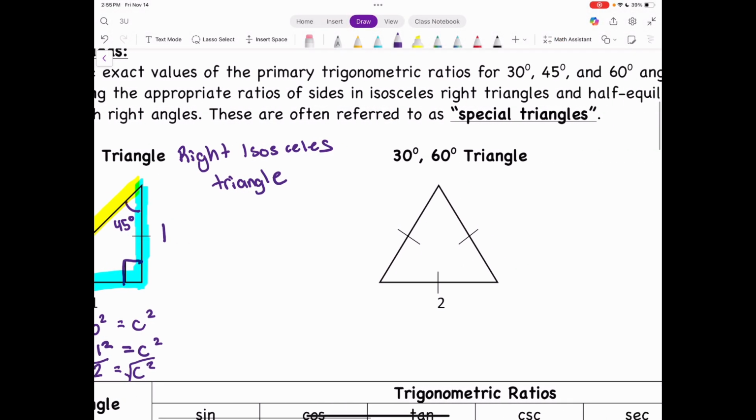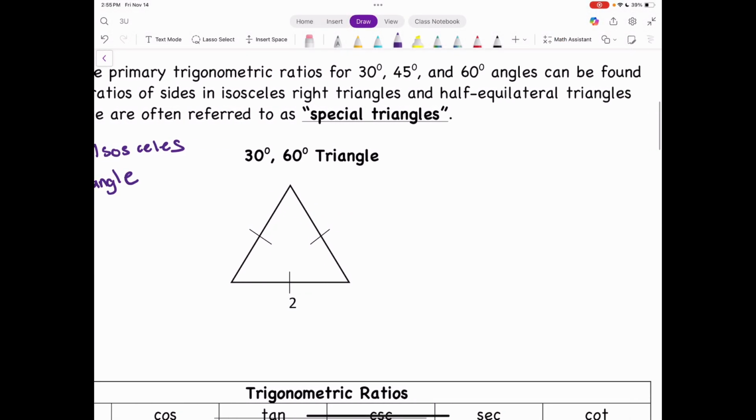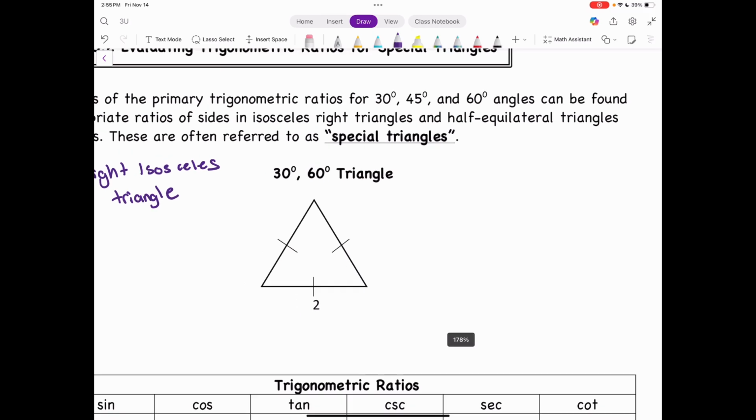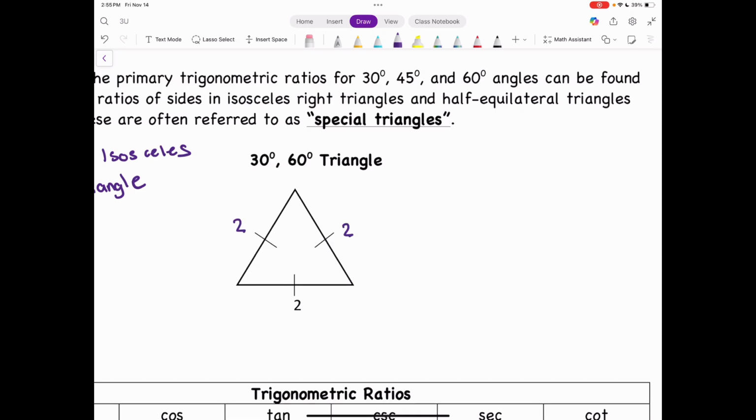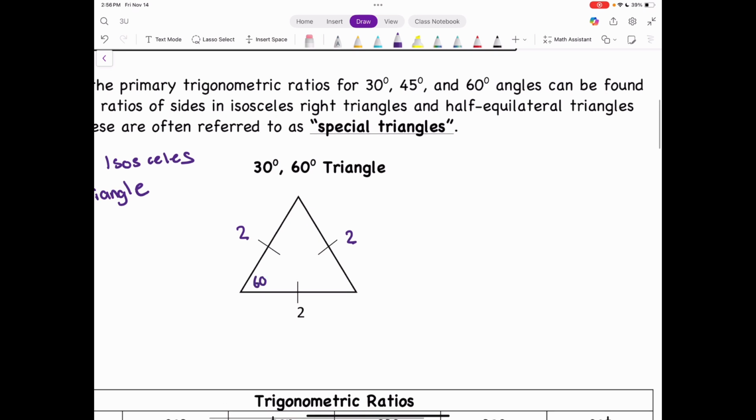Okay, the other special triangle that we have to remember is the 30-60 triangle. And this 30-60 triangle actually comes from an equilateral triangle. So by equilateral, I mean all the sides are the same. So if our first side is 2, the other sides would also be 2. If all sides are the same, we know that all angles of a triangle add up to 180. So if we were to divide 180 by 3 angles, we would get 60. So in an equilateral triangle, the angles are all 60 degrees.